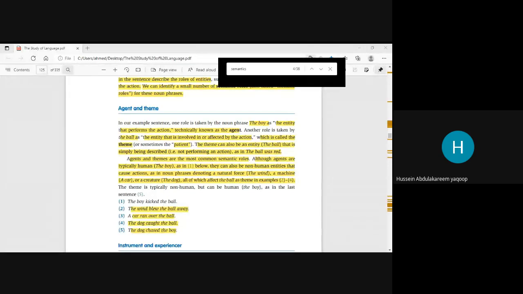Anybody wants to add something? Yes, Marwa Mahmoud, I guess. Go ahead. The term agent is the entity performing the action, technically a noun, and the theme is the entity involved in or affected by the action. For example, the girl broke the plate. In this example, the girl is the entity that performed the action, and the plate is the entity affected by the action of the performer, the doer. Thank you very much.